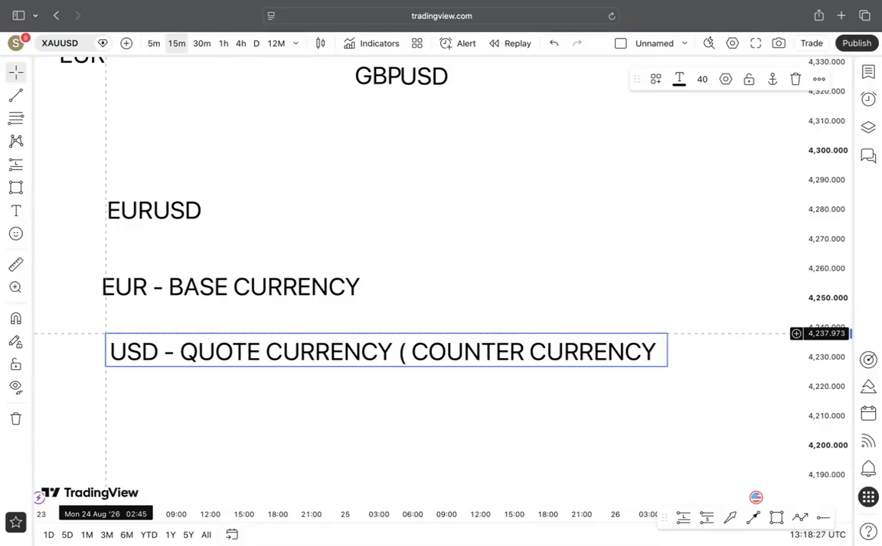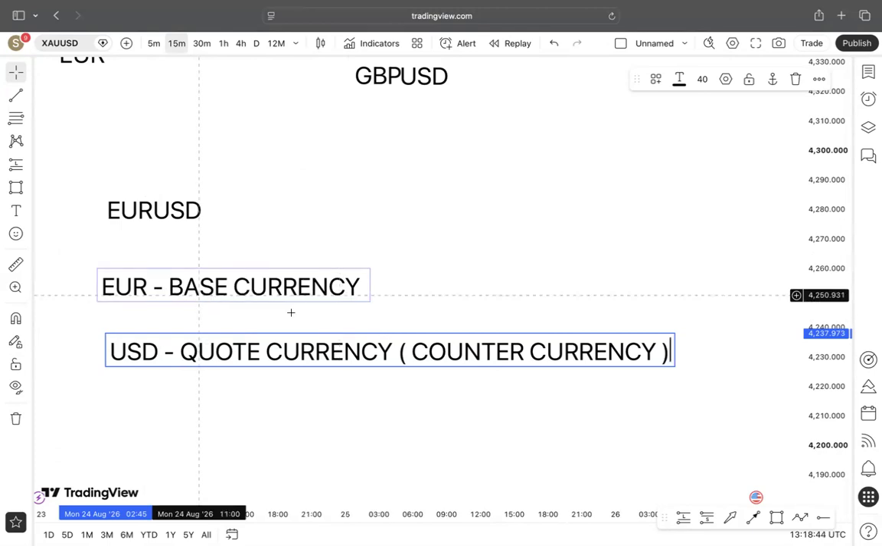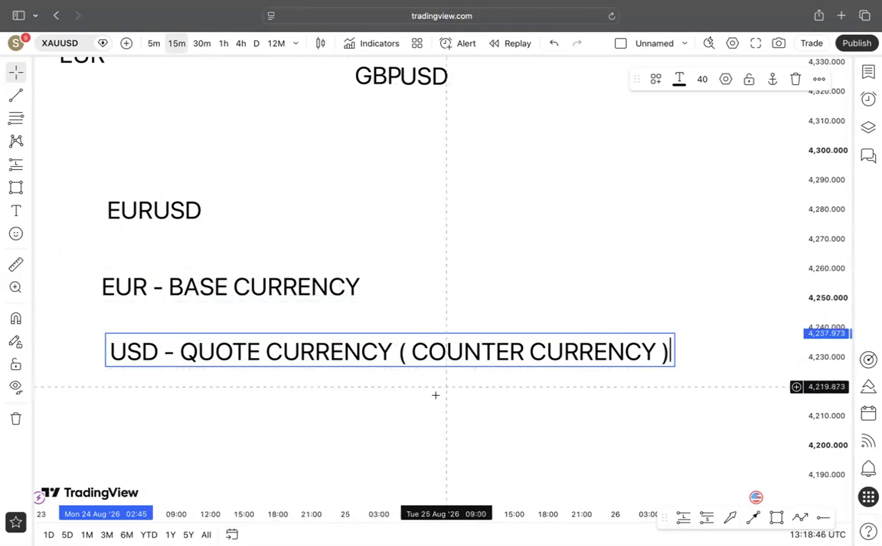Counter currency. Take note of this. The first currency is the base currency, while the second currency is also known as what? The quote currency, or also known as the counter currency. So for this example, the euro is the base currency and the USD is the quote currency.